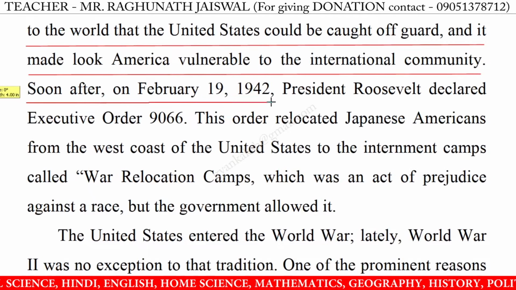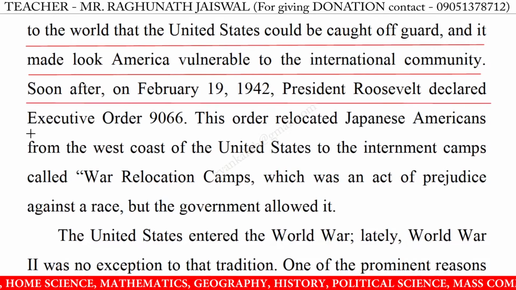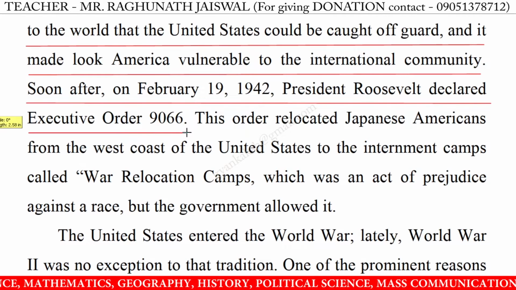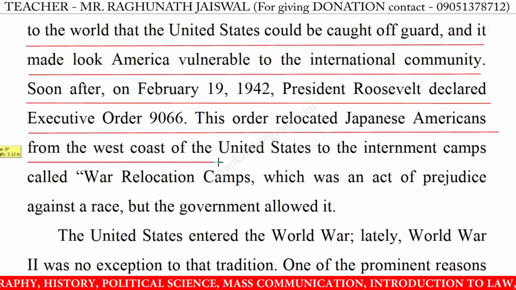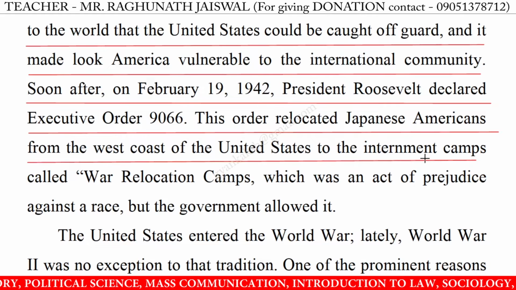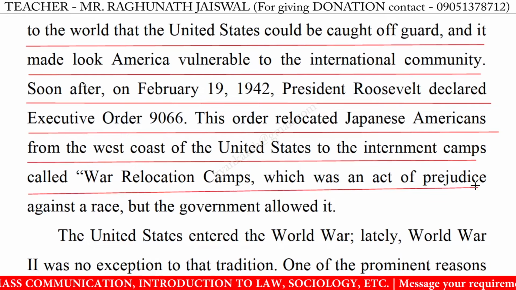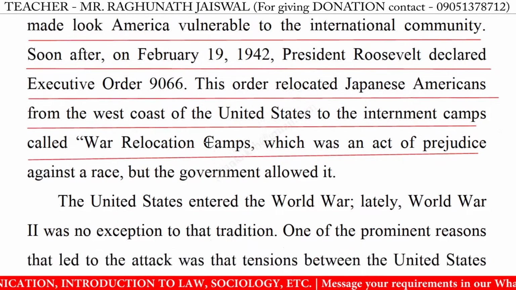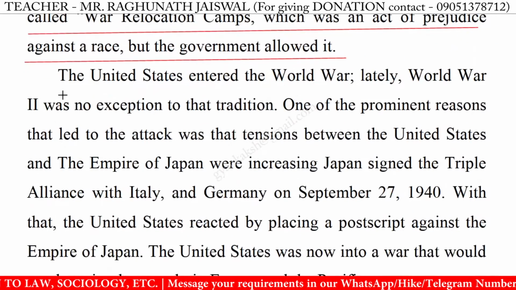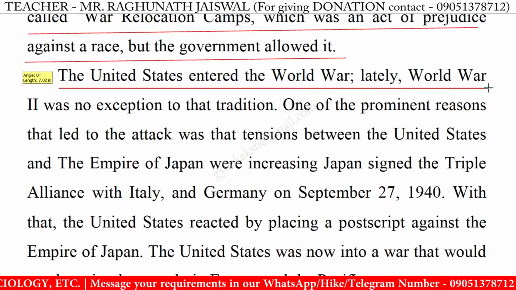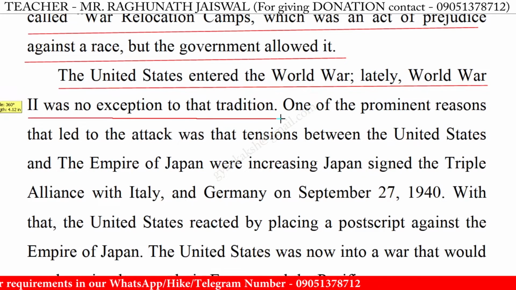Soon after, on February 19, 1942, President Roosevelt declared Executive Order 9066. This order relocated Japanese Americans from the west coast of the United States to internment camps called war relocation camps, which was an act of prejudice against a race, but the government allowed it. The United States entered the World War, later World War II, and was no exception to that tradition.